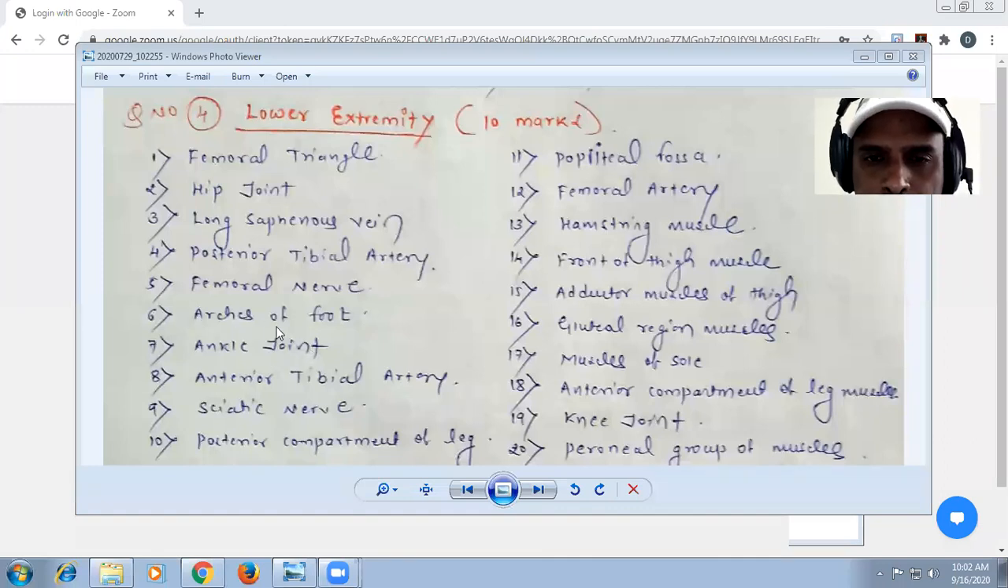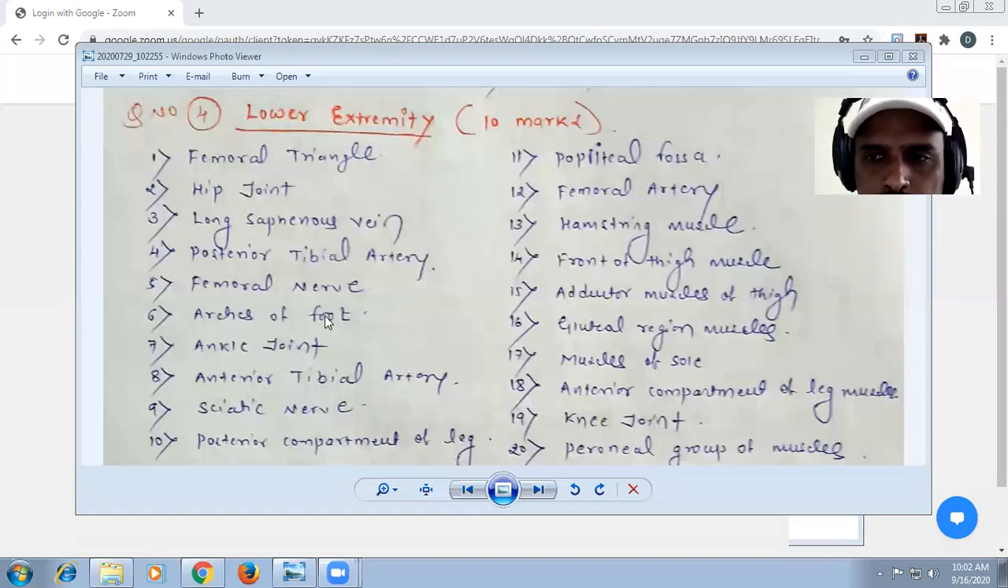Arches of foot I have covered very nicely. The medial longitudinal arch, lateral longitudinal arch, anterior transverse arch, and posterior transverse arch, all of that you have to know. So this is all, my dear students, about the arches of foot.